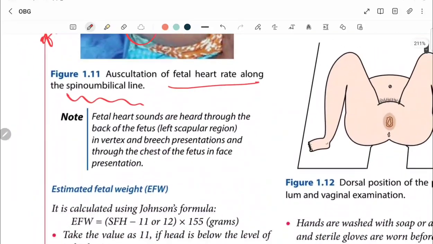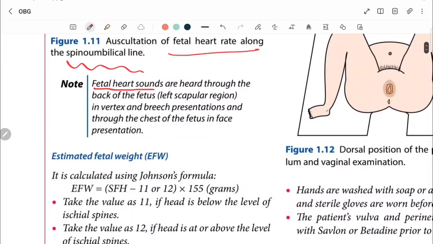What you need to notice: fetal heart sounds are heard through the back of the fetus, that is the left scapular region, in vertex and breech presentations, and through the chest of the fetus in face presentation. So if it is a face presentation, you need to auscultate over the chest of the fetus, whereas in vertex and breech presentations, over the back of the fetus.